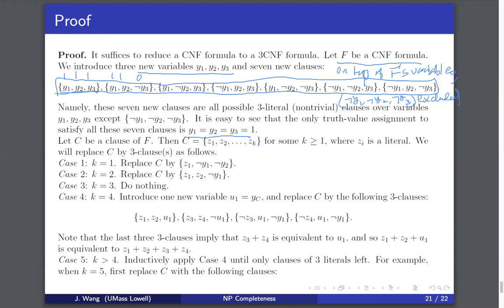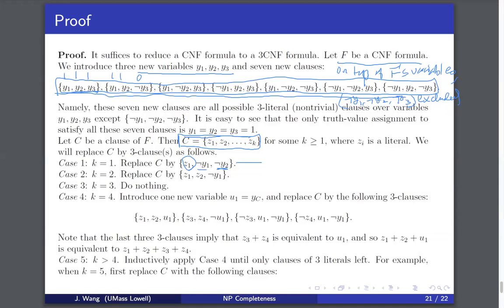So case 1 would be K is equal to 1. This is an arbitrary clause in F, and K is the number of literals. So the first case is k is equal to 1. Then we simply replace this clause by z1, negation y1, negation y2. Now remember, for all these 7 clauses to be true, all y1, y2, y3 had to be set to 1. So these two are set false, which means z1 has to be true. So this c is equivalent to this.